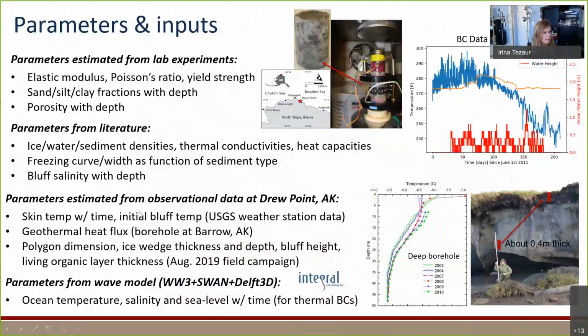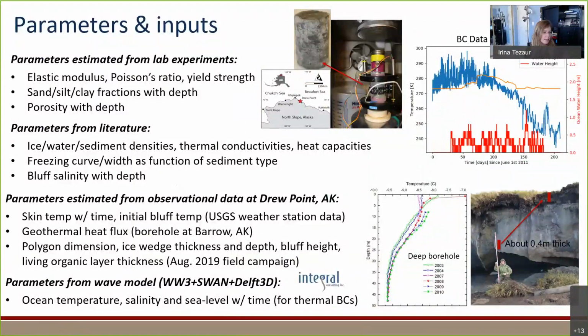In terms of other parameters, some of the parameters come from the literature: densities, thermal conductivities, heat capacities. The boundary conditions come from these wave models that I mentioned before, the WaveWatch 3, Swan, Delft 3D models. And then another important thing I wanted to emphasize is we also have observational data that we're using. Some of this data was collected by our collaborators at University of Alaska Fairbanks and USGS.